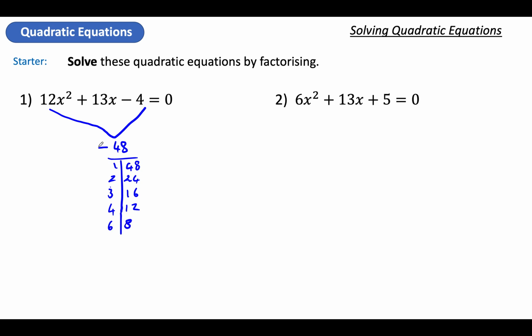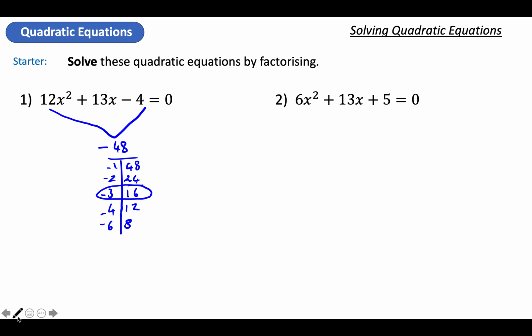Okay, now of course we're trying to make a negative number. So one of my numbers might be negative. And actually to save a bit of time, hopefully you found that the pair that you're after is the one with negative 3 but positive 16. Those two numbers add up together to make positive 13, but multiply together to make negative 48.